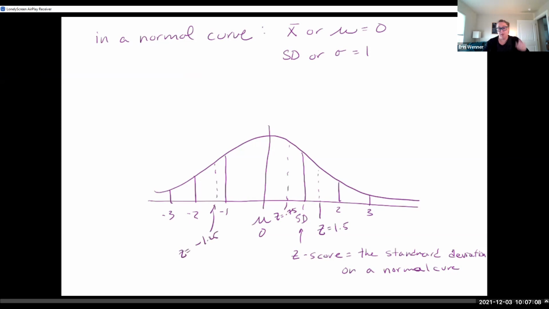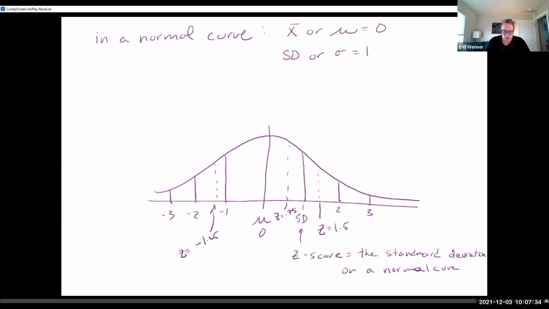What those are measuring is the number of standard deviations from the mean. A z-score of 0.75 is 0.75 of a standard deviation from the mean, and a z-score of 1.5 is 1.5 standard deviations from the mean. Negative 1.25 would be 1.25 standard deviations to the left of the mean.